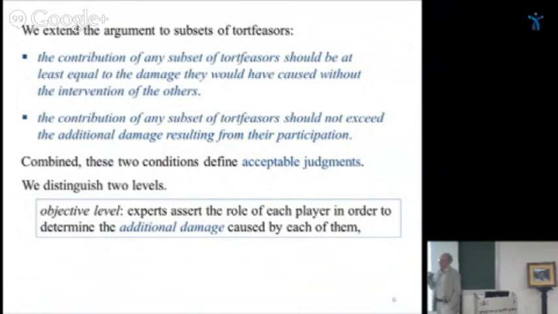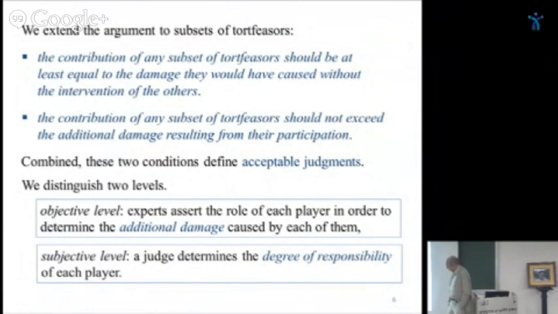Hopefully it will become clear in an instant, if you don't mind. We distinguish two levels, because we assume a lot has already been done after the accident has occurred. So there is an objective level. Experts have asserted the role of each player, of each tortfeasor, in order to determine the additional damage that each of them caused. And there is a subjective level. This is the judge that has to determine the degree of responsibility of each player.